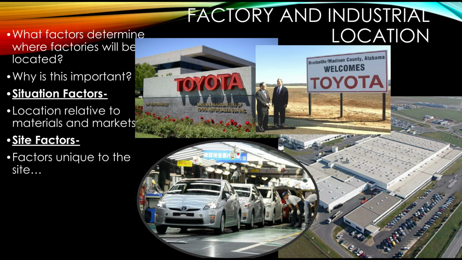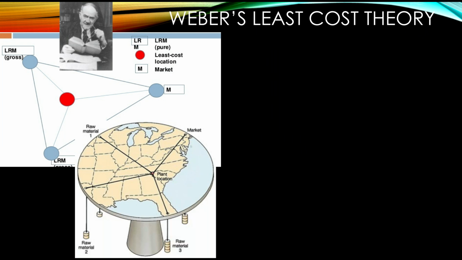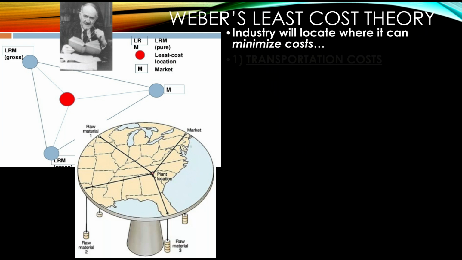For situation factors, we as geographers use pretty much one idea. And we're going to go over this in class. I want you just to write down some initial notes. It's called Weber's least cost theory. And essentially, it's about where you put a factory or industry is where you can minimize the costs of transportation, of raw materials, and of the good itself.